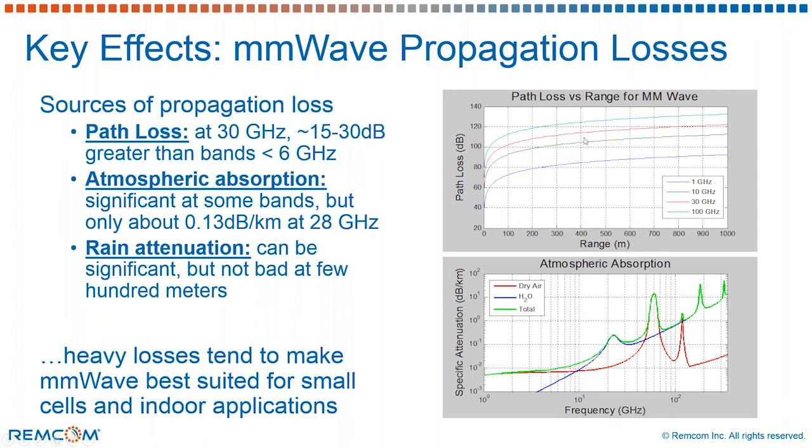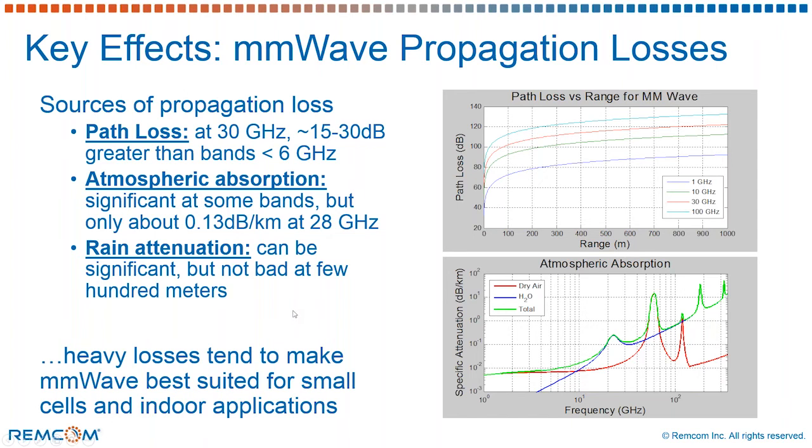Some of the main effects that mmWave propagation suffer begin with propagation loss. So path loss at 30 gigahertz suffers about 15 to 30 dB more loss than at the traditional bands below 6 gigahertz. In the plot to the right, we see on the blue line 1 gigahertz, to 10 gigahertz in green, and we see 30 gigahertz in red, and can see that the losses are much more significant at the higher frequencies. Atmospheric absorption also has some significant attenuations, particularly at certain bands around 22 and 60 gigahertz, but also the higher frequencies in general.